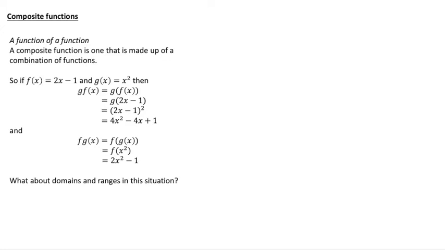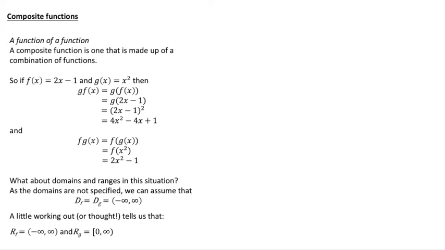What about domains and ranges in this situation? Well, as the domains are not specified, what we generally do is assume that they are the largest domain that they could be, and in this situation there's no reason for eliminating any values. There aren't any values that are impossible for these functions, so we assume that the domain for each of them is from minus infinity to plus infinity, or the set of the real numbers. A little working out or thought tells us that the range of f is the real numbers and the range of g is from 0 to infinity, so the positive real numbers.